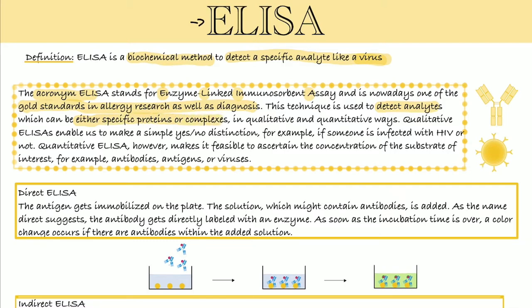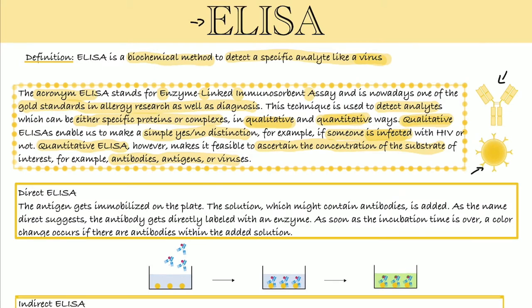And the detection can be made in qualitative and quantitative ways. Qualitative means that we can make a yes-no distinction. So we can say if someone is infected with, for example, HIV or not. Quantitative ELISAs, however, make it possible to ascertain the concentration of the substrate. So, for example, how many antibodies someone has, or antigens, or also viruses.